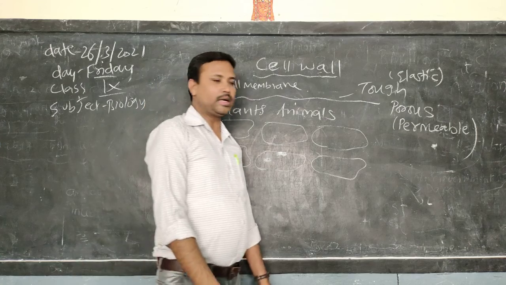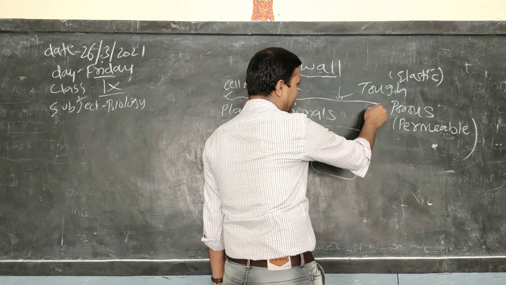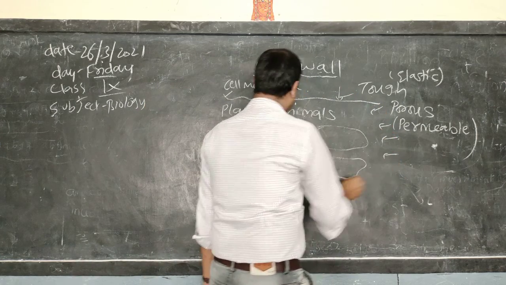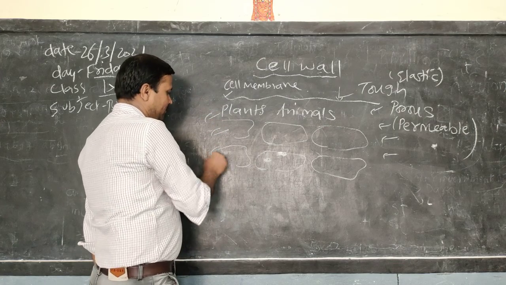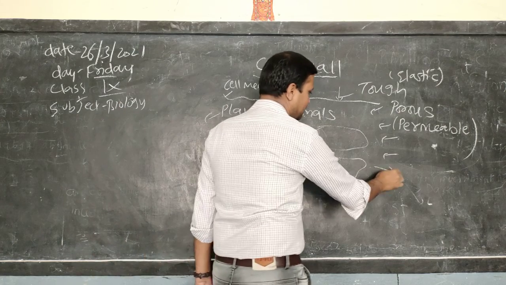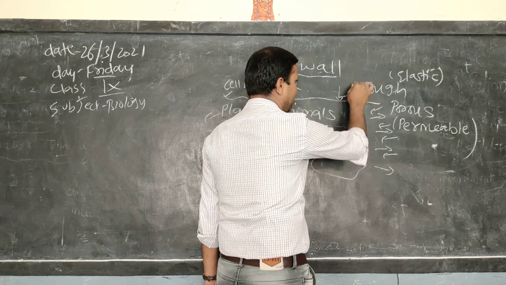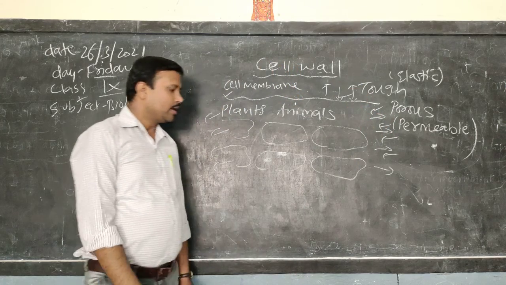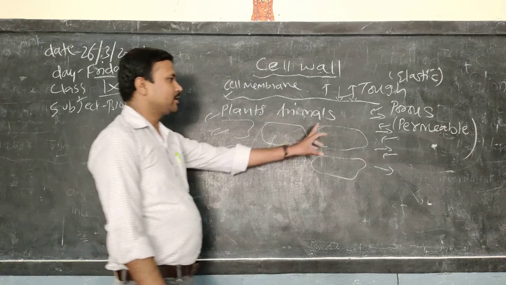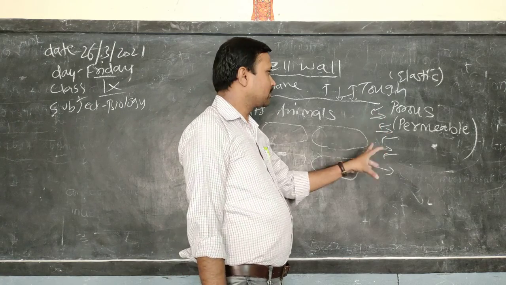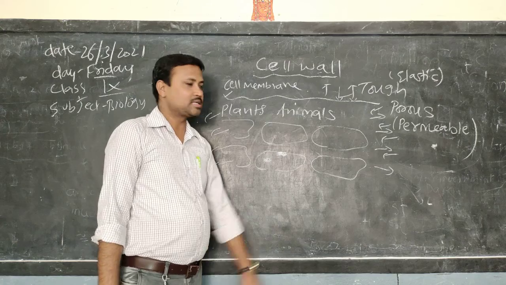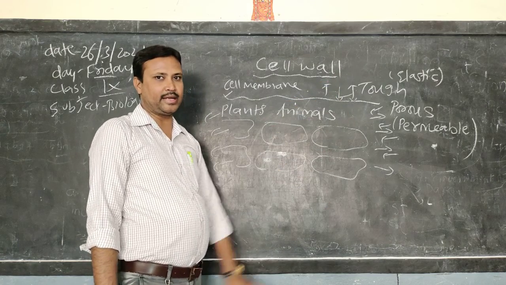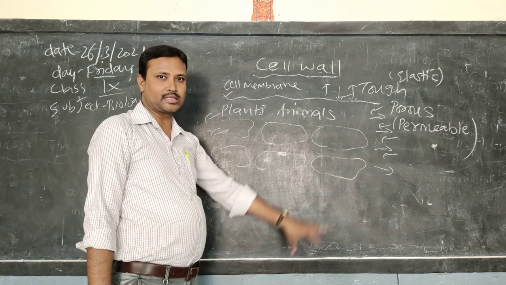They will allow the required nutrients and other substances in, and substances will exit from the other end. Mutual exchange of gases also takes place. The arrows I have given here represent that whatever things are required for the plants, these materials are collected inside.